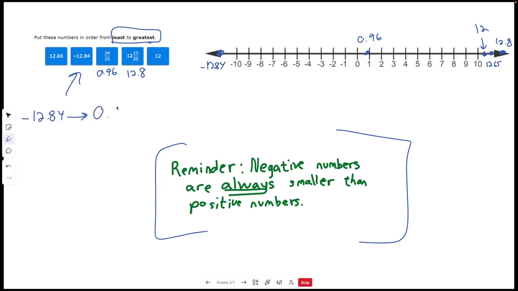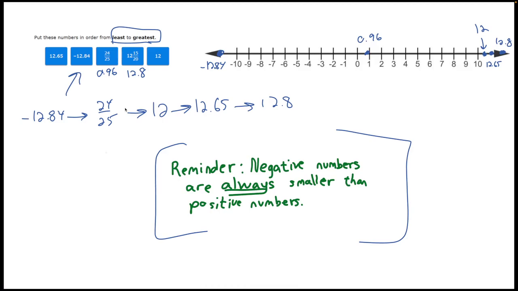Okay, so 0.96. The next number is 12. Then we have 12.65. And then we have 12.8. Now for the answer though, I would put them back the way they started. So for example, instead of writing 0.96, I would put 24 over 25. Converting the decimal just makes it sort of easier to see. And so let's keep going.